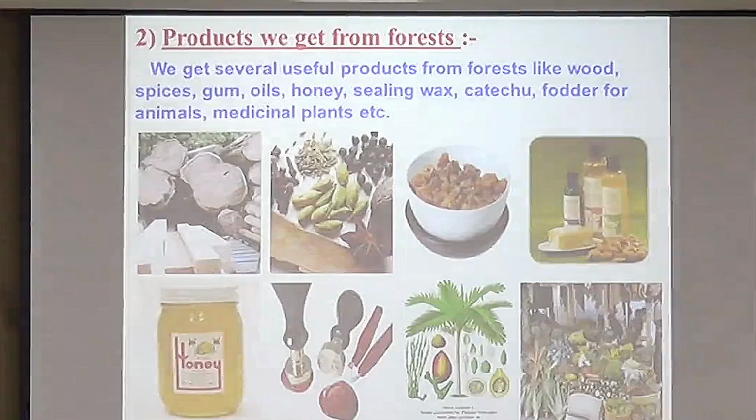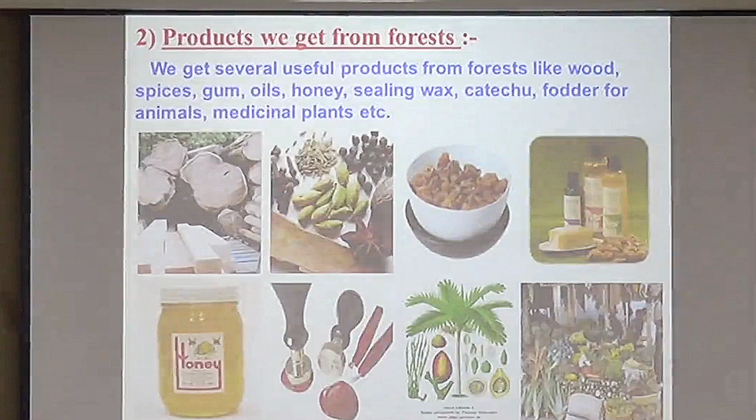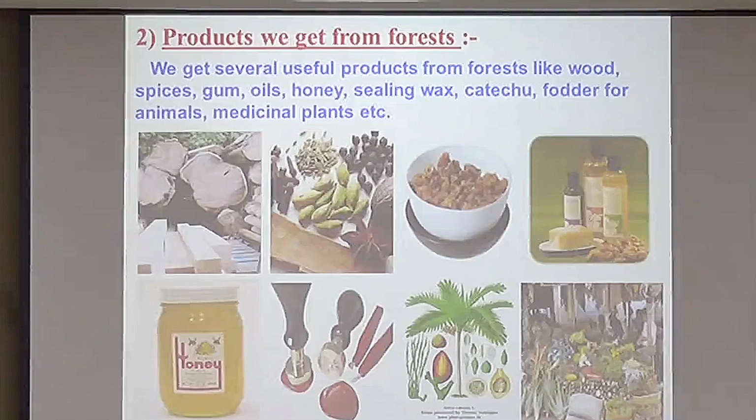Now we get several useful products from forest like wood, spices, gum, oils, honey, sealing wax, fodder, etc. Now we can see that honey we do not get from the plants but from the honey bees, and we see that we get many of the spices from the forest.